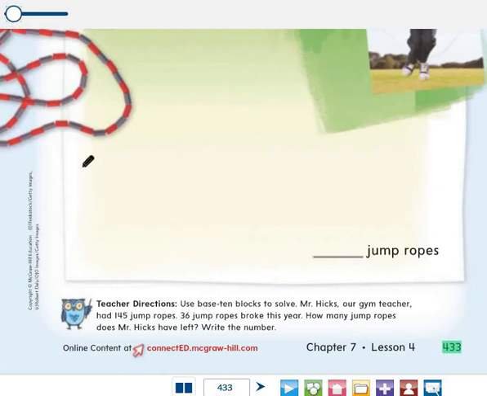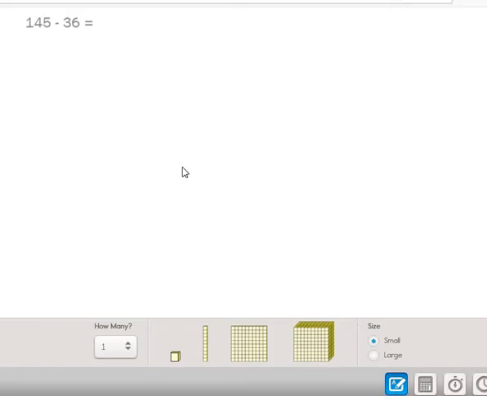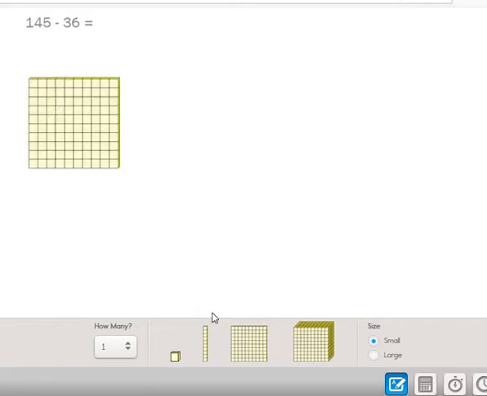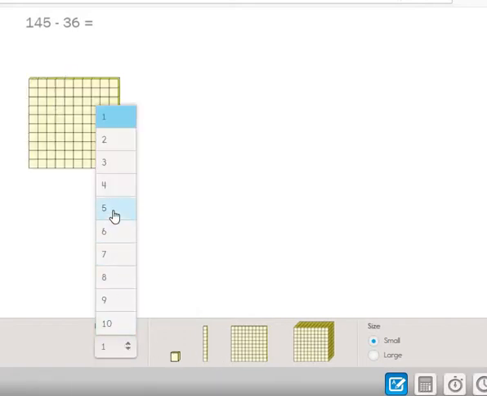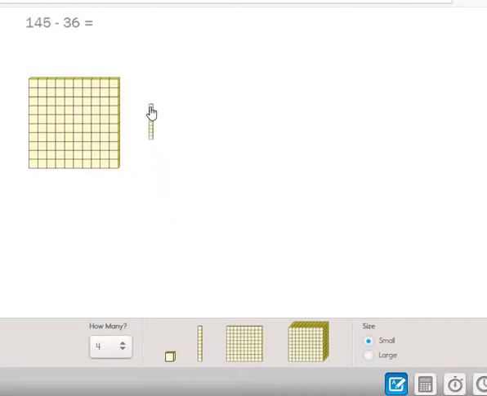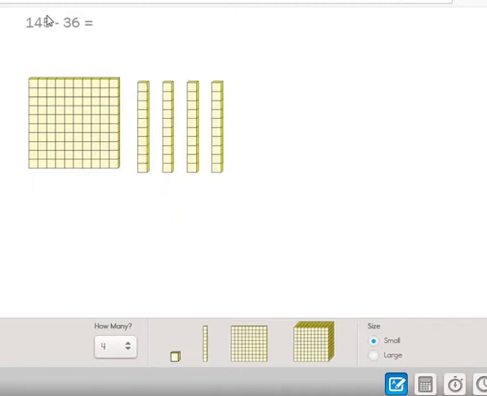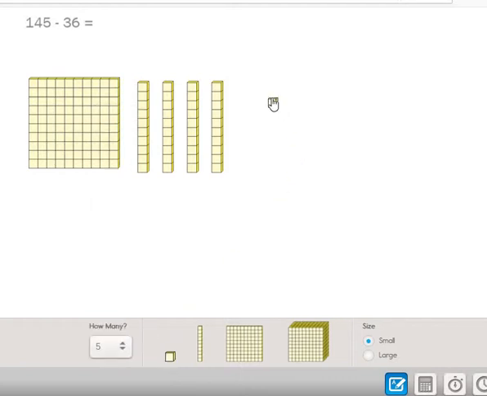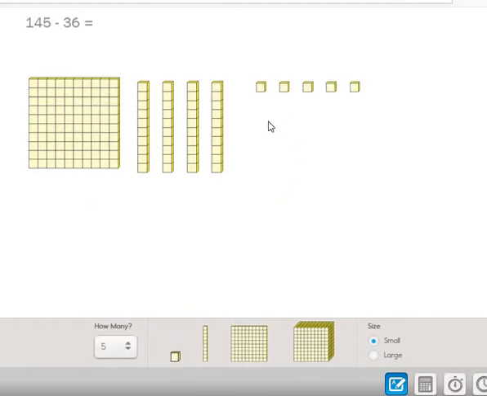Subtract 145 minus 36 equals what? Let's model this problem. Let's model the first number, 145. Since we have 100, we need 1 hundred block. For tens, we need 4 tens rods. Here they are. And we have 5 ones, so we need 5 ones blocks or 5 ones units.